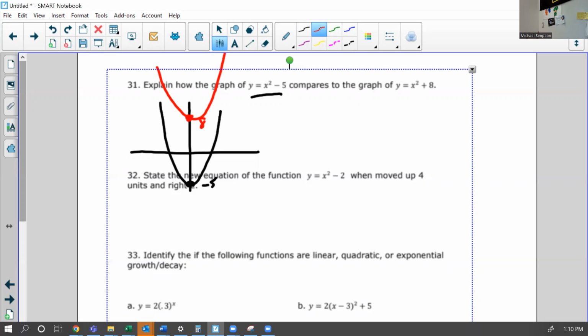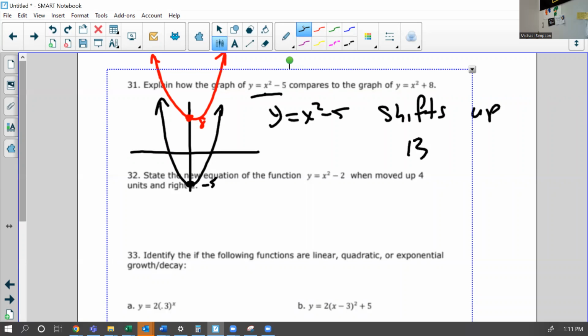That's all it is. So you compare the graph now. Wow, this is a hard-looking graph, but you get the picture, all right? So explain how the graph compares. Well, this graph, y equals x squared minus 5, right? It shifts up. Is it 13? Yes. 13 units, shifts up 13 units.